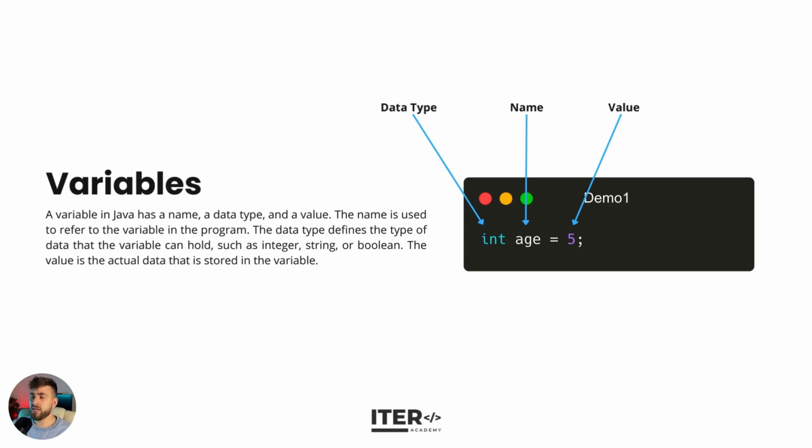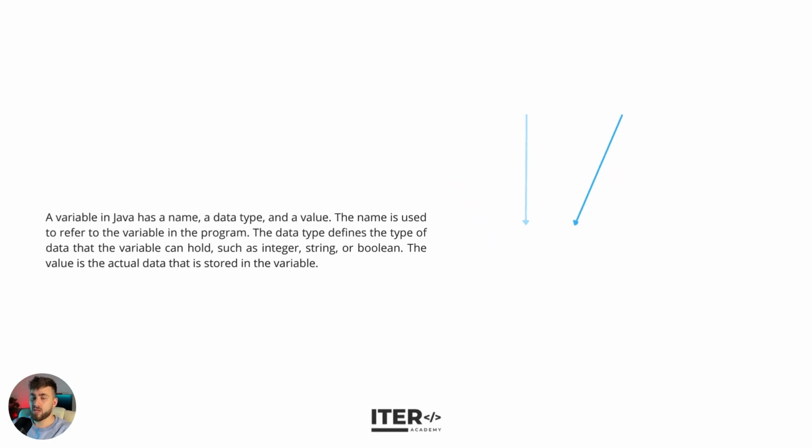So understanding data types and variables is crucial in programming as it allows you to properly store and manipulate data in your program. It is essential to choose the correct data type for your variables as it ensures that the program will function in a correct and efficient way.